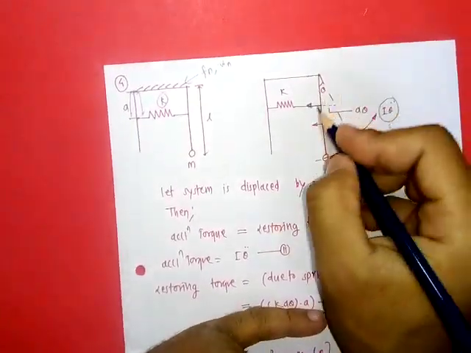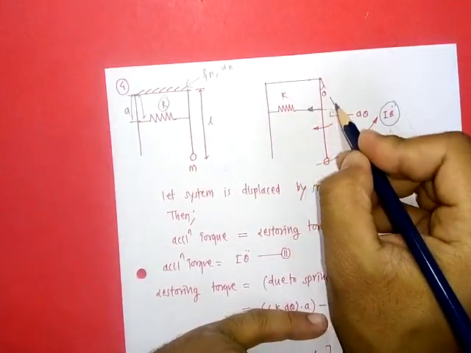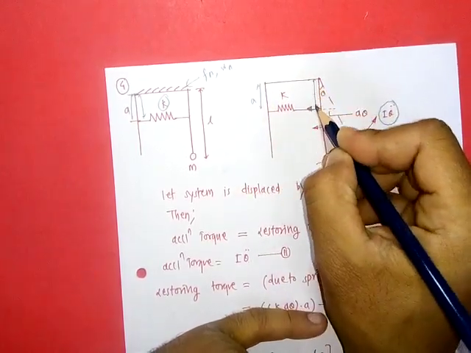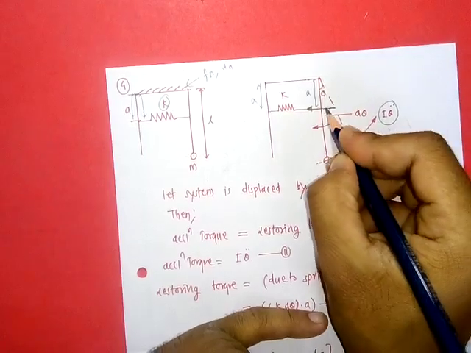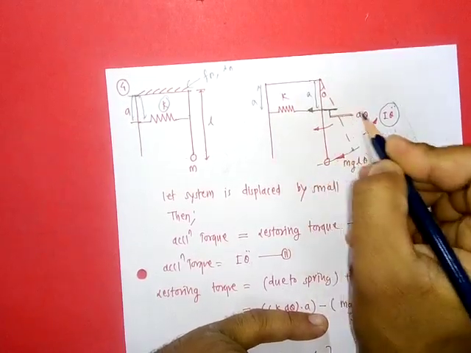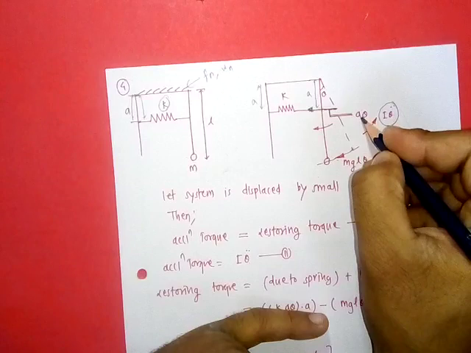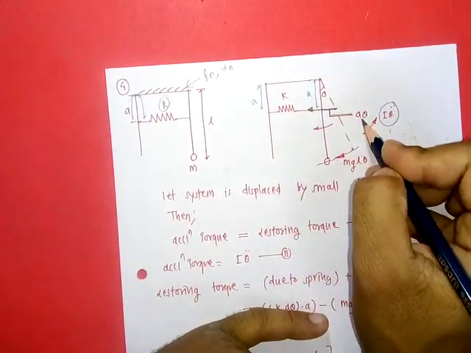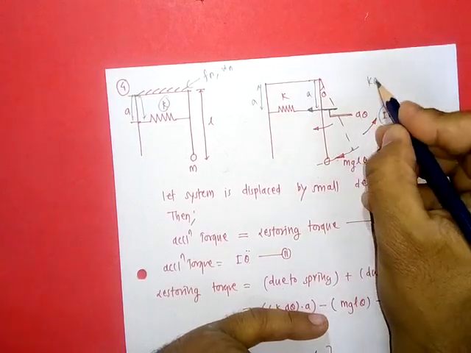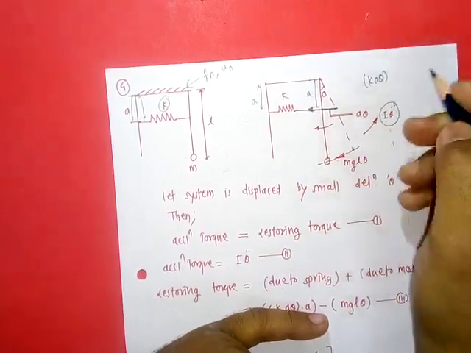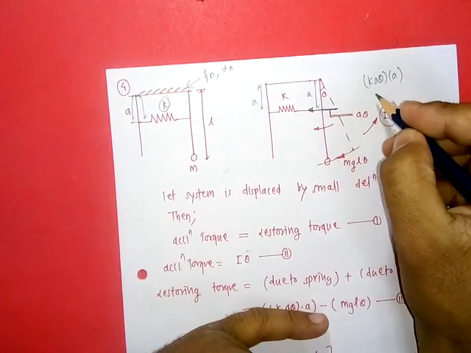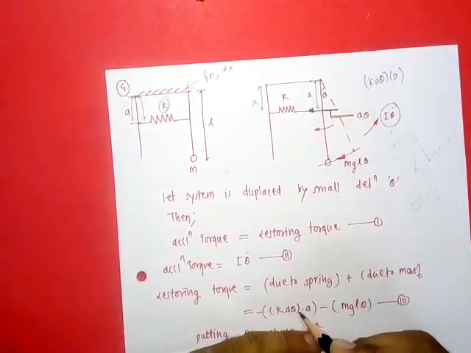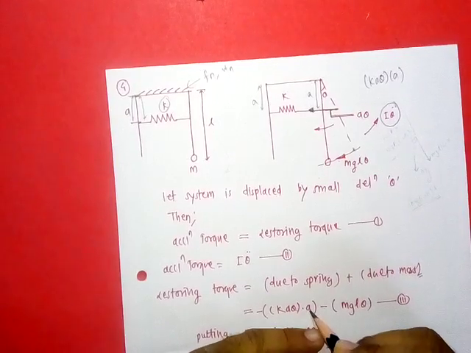So first find out the spring torque. The spring is at a distance a. When the mass deflects by an amount theta, the arc subtended is equal to a theta. So the restoring force will be k into the deformation a theta, so k a theta will be the spring force generated at a distance a. So the restoring torque will be k a square theta, since k a theta is the force at a distance a.